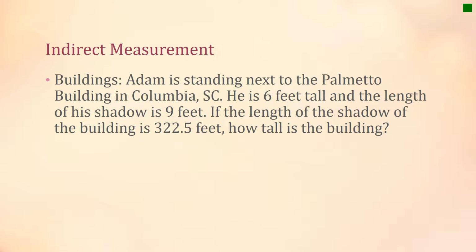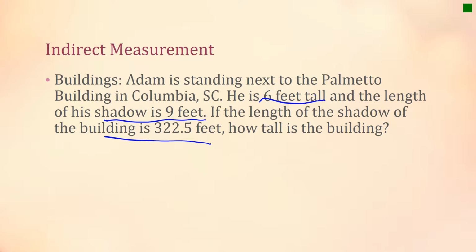Let's look at this one first. Okay, we're looking at a building. So Adam is standing next to the Palmetto building in Columbia, South Carolina. He is 6 feet tall. You may want to keep note of that. And the length of his shadow is 9 feet. If the length of the shadow of the building is 322.5 feet, how tall is the building?